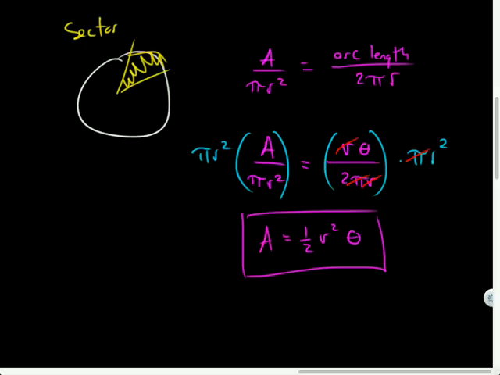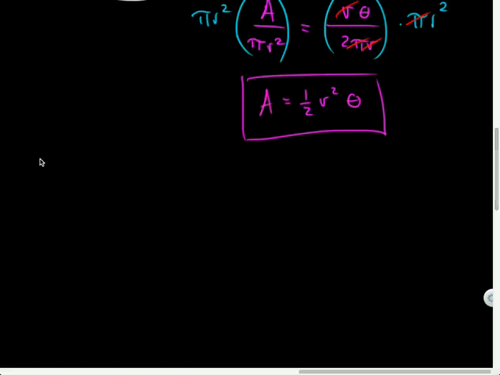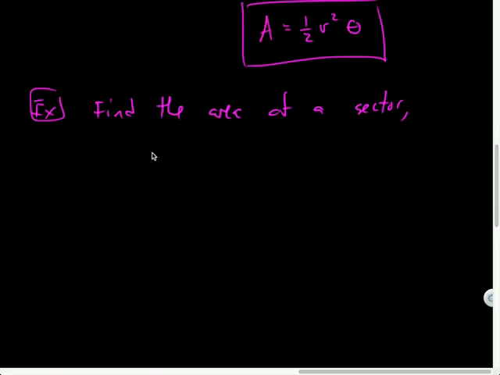So we'll do one last example. Find the area of a sector if, let's say, this is the situation. So here's my circle. What if it's a radius of 3 and this is true? What is the area of this sector right there?